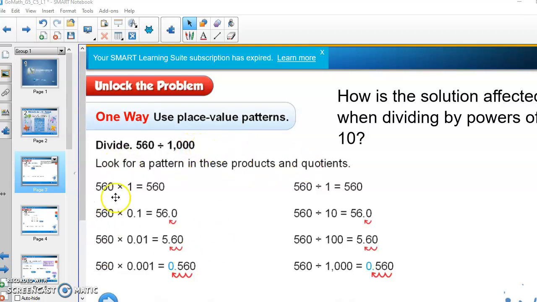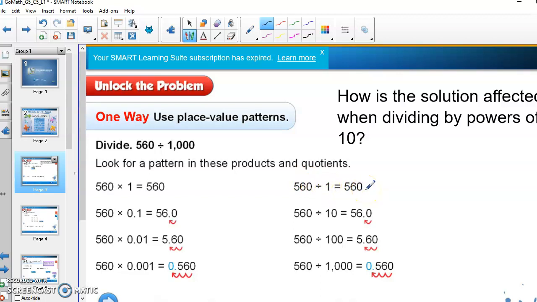I'm going to skip over, and I want you to skip over the left-hand side of page 291 for right now. I don't want to confuse you, and let's take a look at some of these patterns. So the first number in our pattern, or power of 10, is to divide 560 by 1. We remember that anytime we divide a number by 1, it doesn't change the solution. The number remains the same. So 560 divided by 1 is going to stay 560.